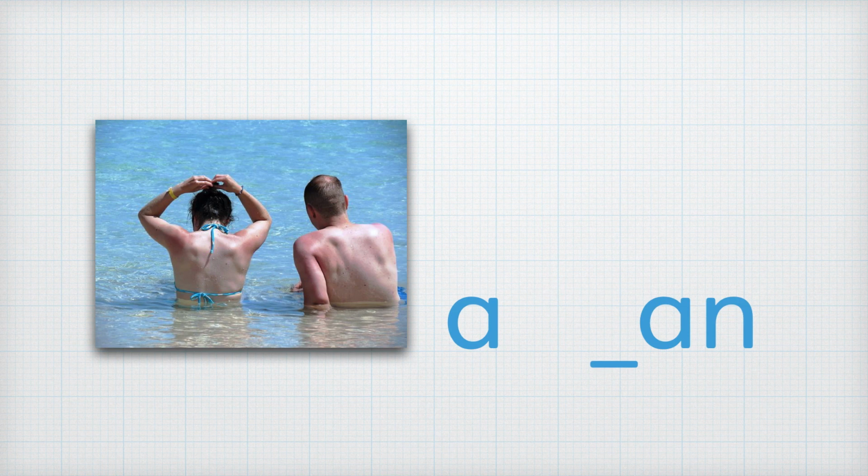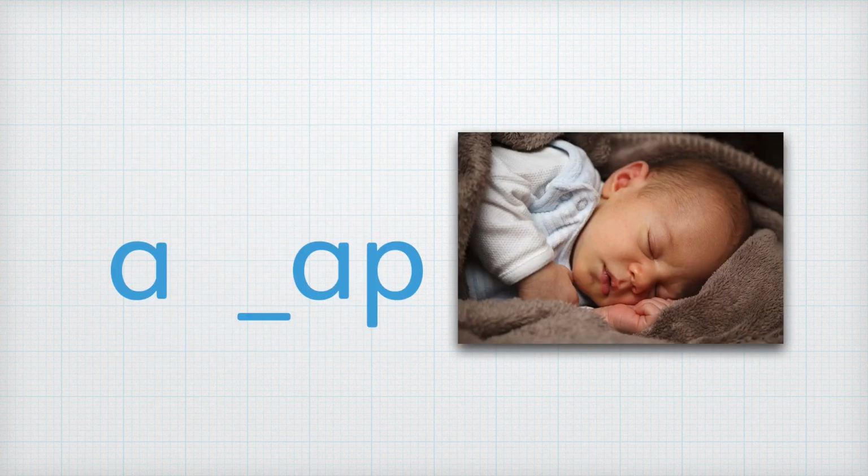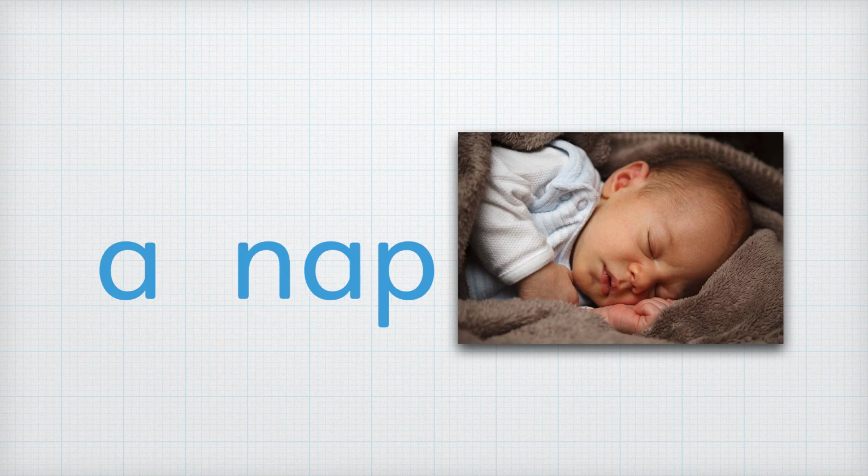A tan. A tan. Tan. Letter T. A suntan. Let's go on. A nap. Which letter is missing? Nap. It was letter N. A nap.